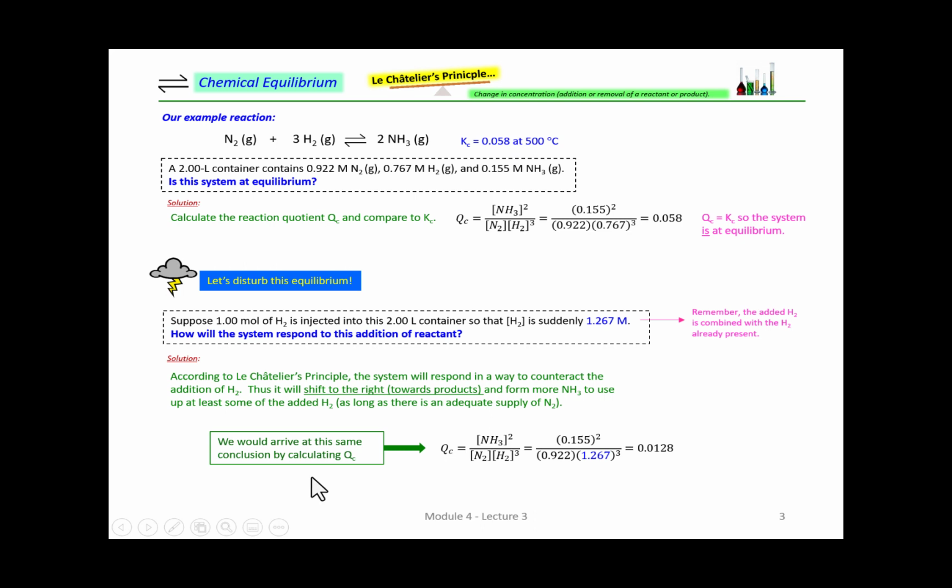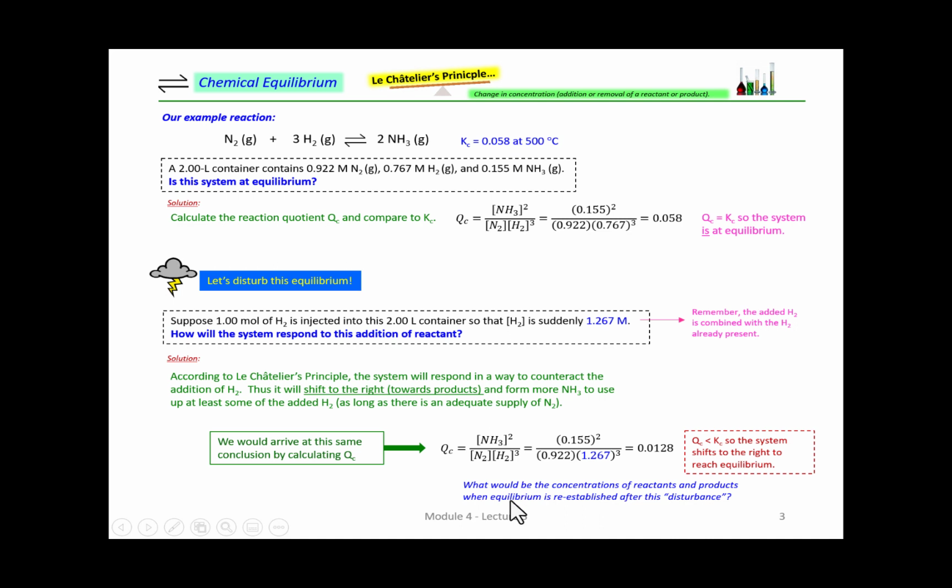Now, we would arrive at the same conclusion by calculating a new Qc value. And what I mean by the new Qc value is that right after the addition of this hydrogen, all of the concentrations in this container are the same except the hydrogen. Instead of it being 0.767, it's 1.267. Under those conditions, Qc is 0.0128. And as you can see, the Qc is now less than the Kc, so the system shifts to the right to reach equilibrium.